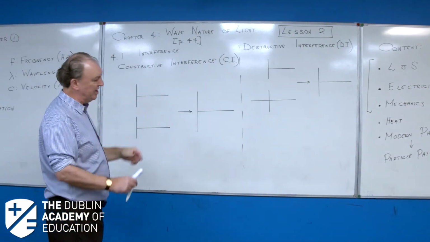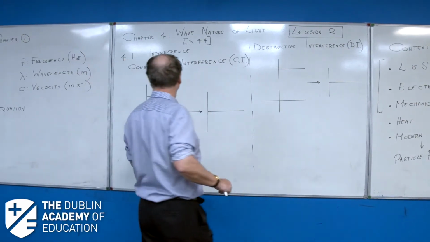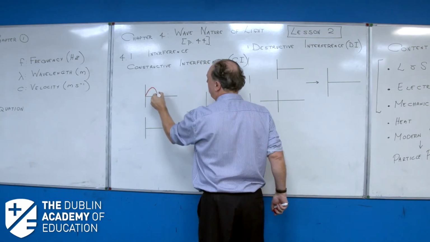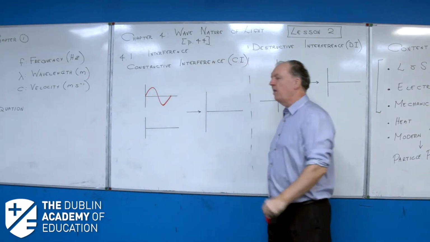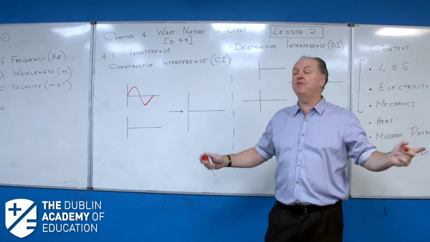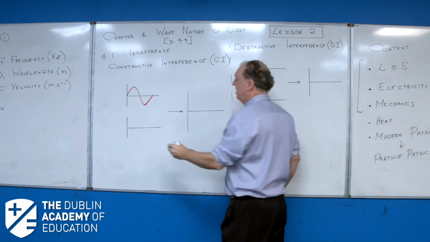Let me take a situation where I've got 2 waves. So, let me start with CI. So here's a wave. What kind of wave is it? I don't care. Could be a water wave, could be a light wave, could be a sound wave. Makes no difference. Here's another wave.